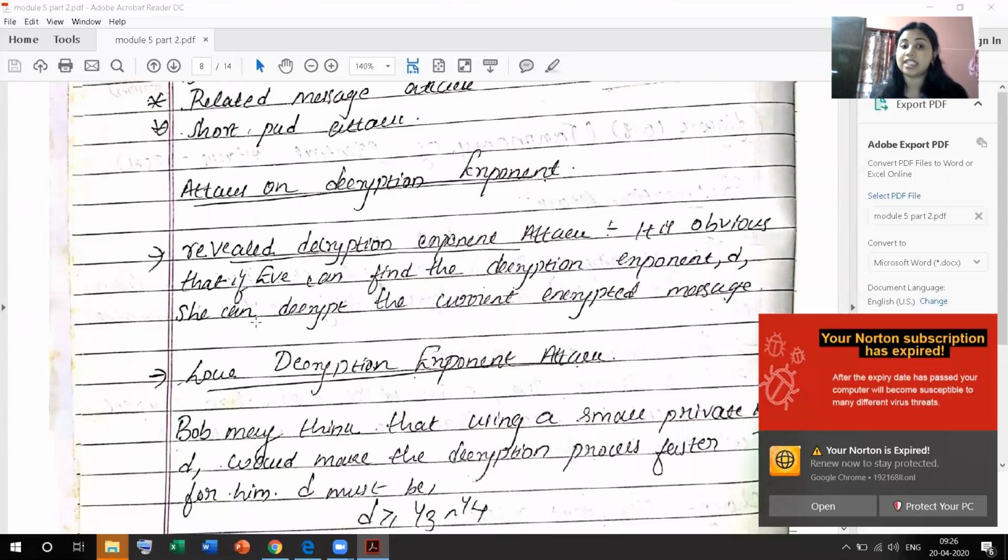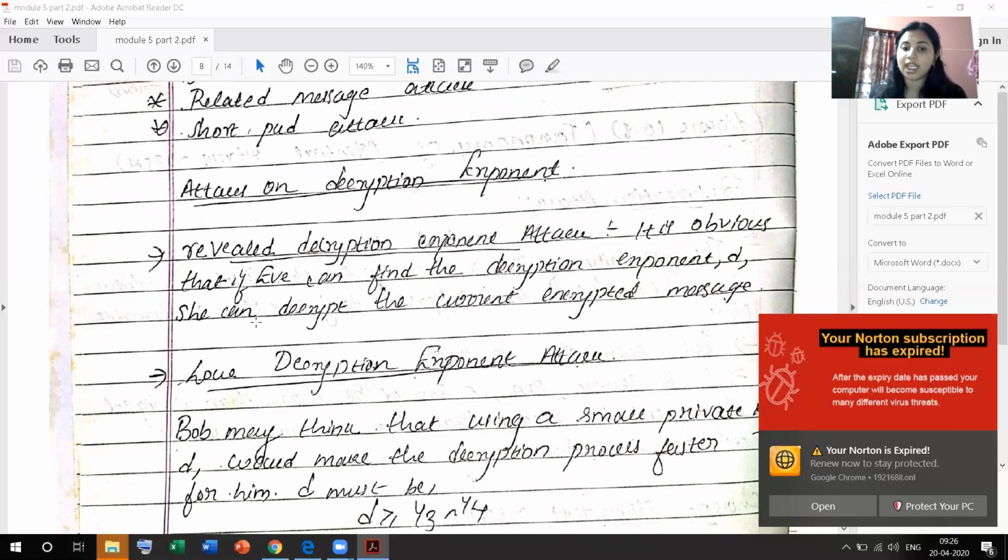Next is attacks on decryption exponent. This is the same as attacks on encryption exponent. Here we have two cases: revealed decryption exponent attack and low decryption exponent attack. It is obvious that if we can find the decryption exponent, or even know something about the decryption exponent, then we can decrypt the message.